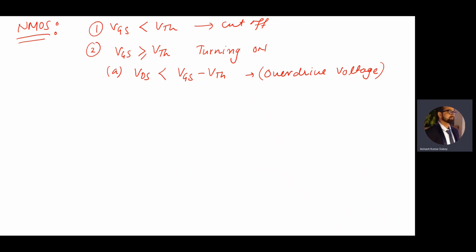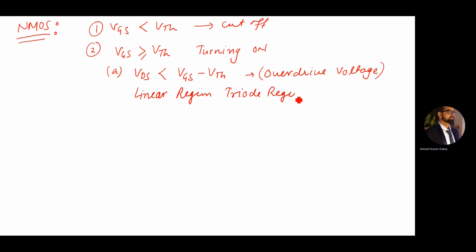VGS minus VTH is called the overdrive voltage, which is an important parameter to understand the physics and operation of the MOSFET. When VDS is less than the overdrive voltage, VGS minus VTH, this is called the linear region, meaning the NMOS is operating in the linear region, or the triode region.